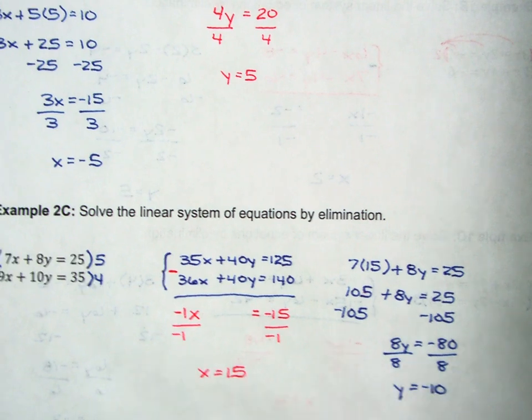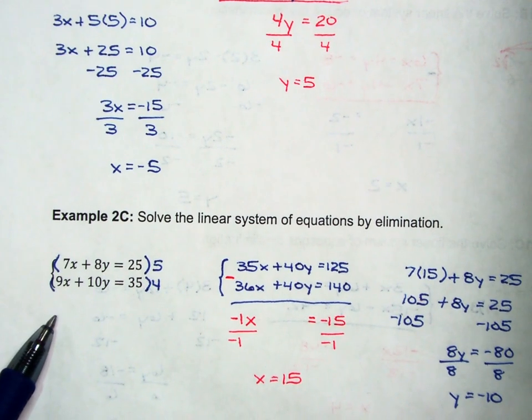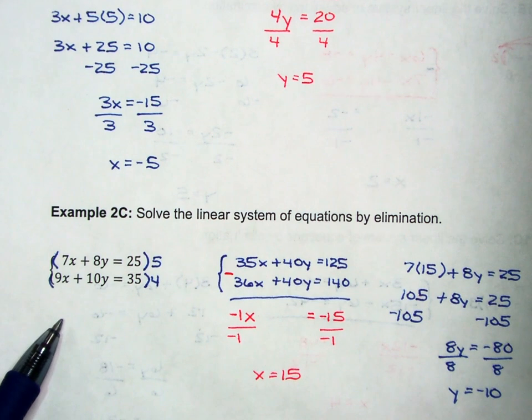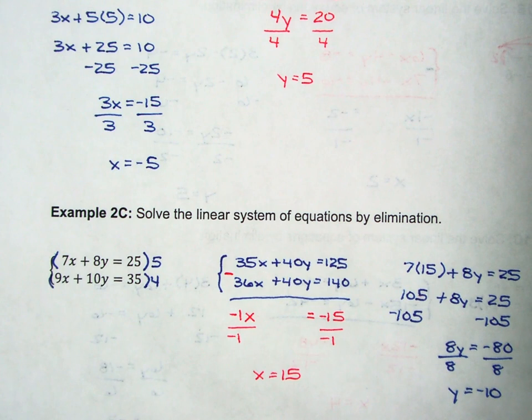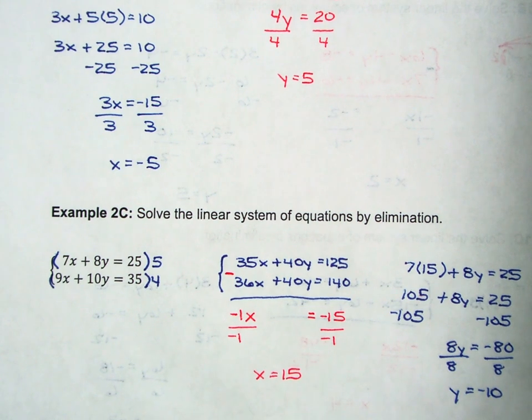If I plug that back in here, I'd take 9 times 15, which should give me 135. 10 times negative 10, which is going to be a negative 100. And 135 plus negative 100 is now going to give you a positive 35 like we needed.